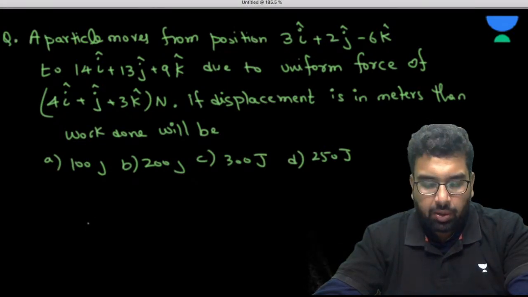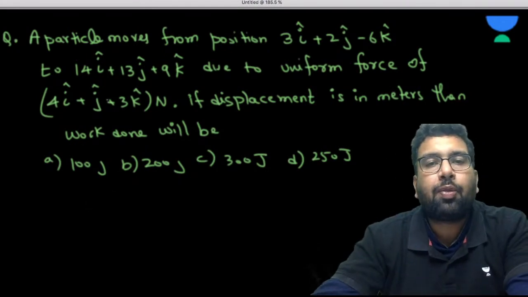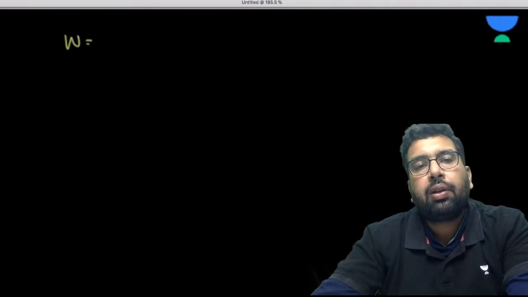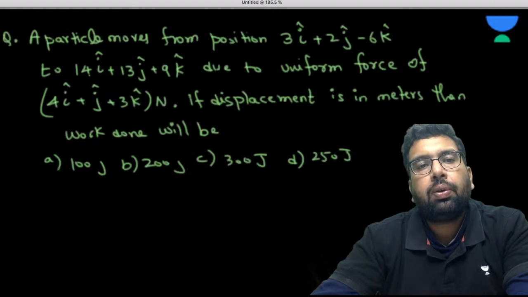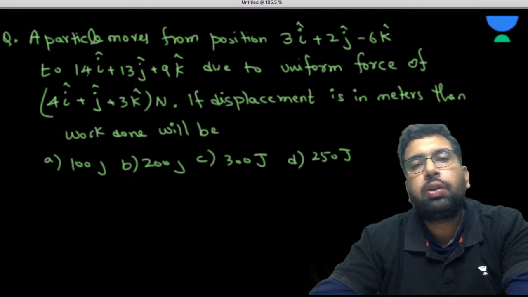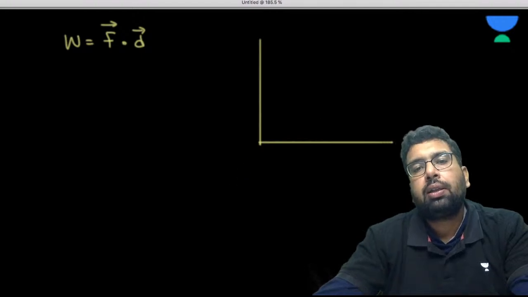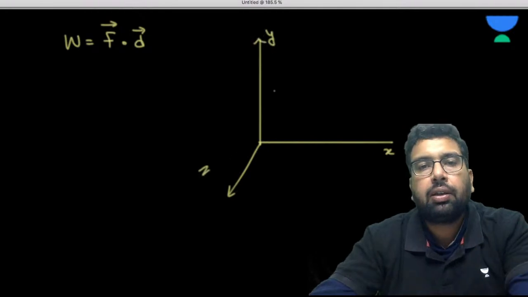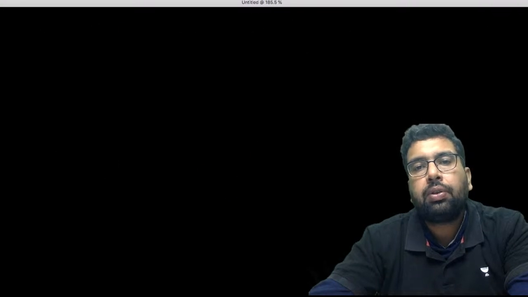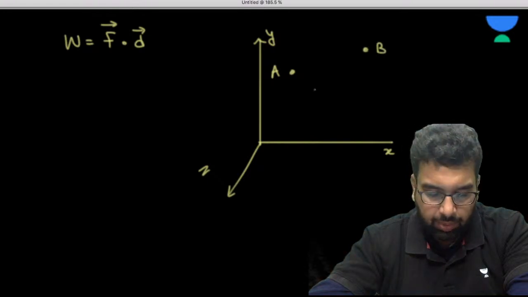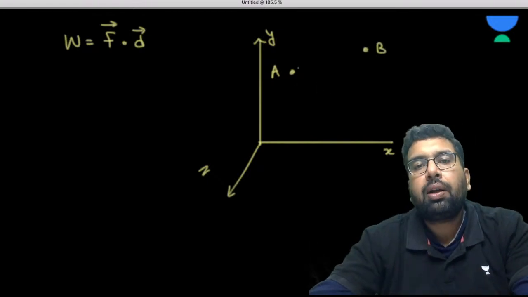See, work done is the dot product of force and displacement vector. We know work is the dot product of the force vector and the displacement vector. Now a particle moves from this position to this position. Let's try to draw this one. We have X, Y, and Z, and this is the first position, let's suppose A, and this is the final position, let's suppose B. So this is going to be the displacement vector, AB vector.